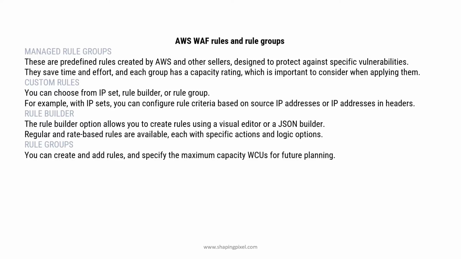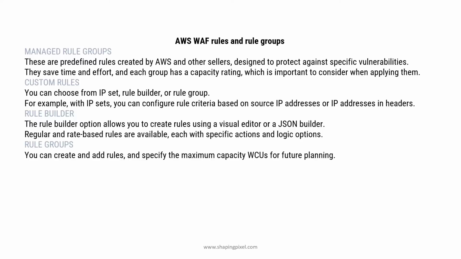Let's dive into the world of AWS WAF rules and rule groups. These are crucial for defining inspection criteria to secure your web ACLs effectively. Let's start with managed rule groups. These are predefined rules created by AWS and other sellers designed to protect against specific vulnerabilities. They save time and effort, and each group has a capacity rating, which is important to consider when applying them.